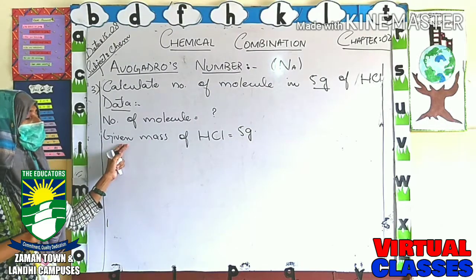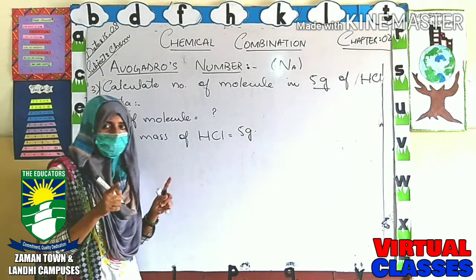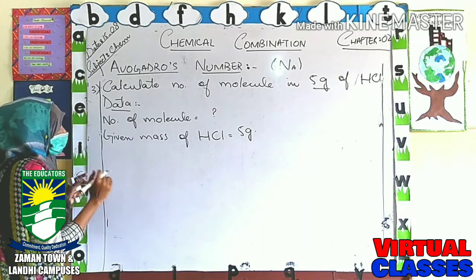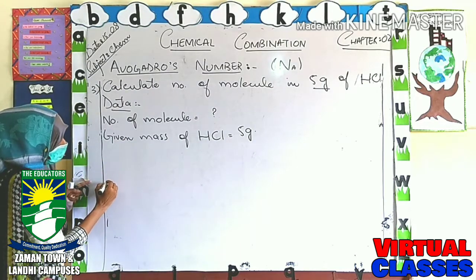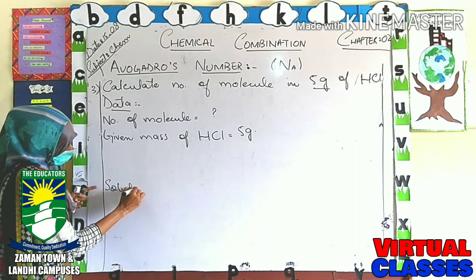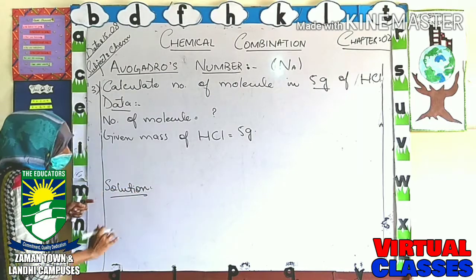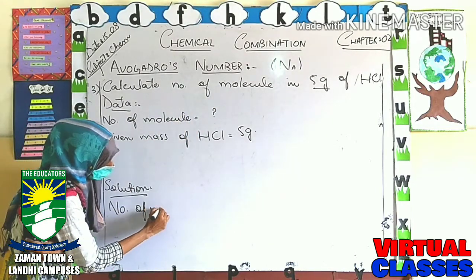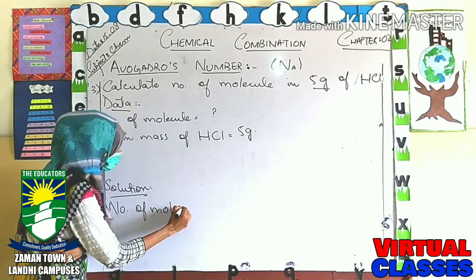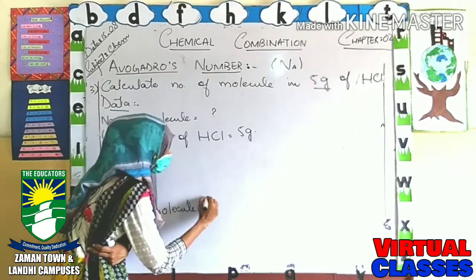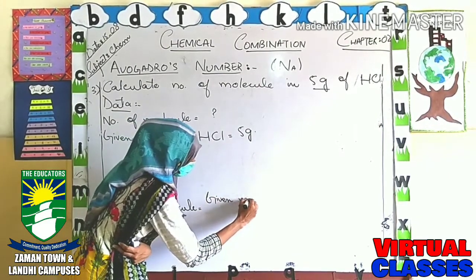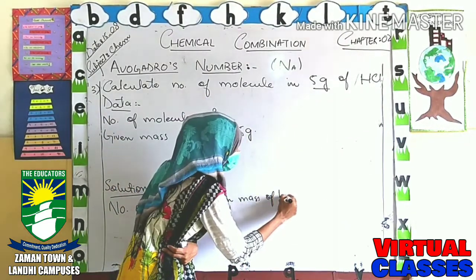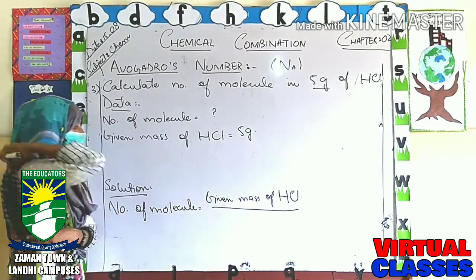Then, what is the formula? Number of atoms or molecules equals given mass divided by formula mass, multiplied by Avogadro constant. So if I am writing the formula here, you have to calculate the number of molecules. What is the formula? Given mass of the substance, here they are talking about HCl, divided by formula mass.